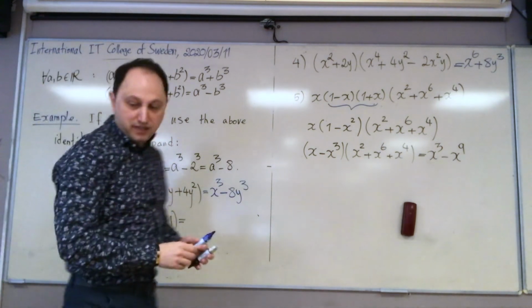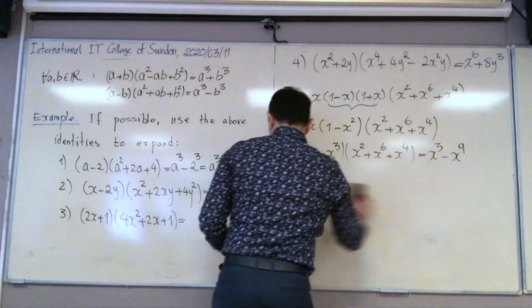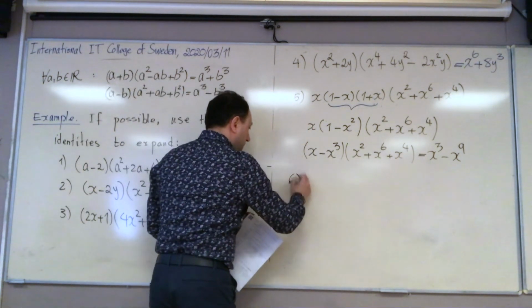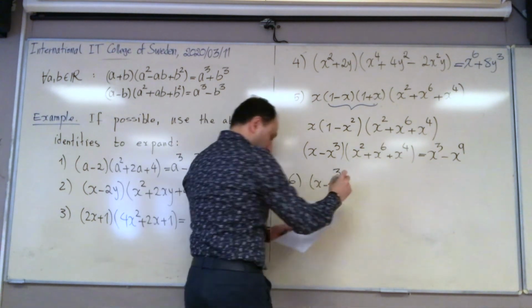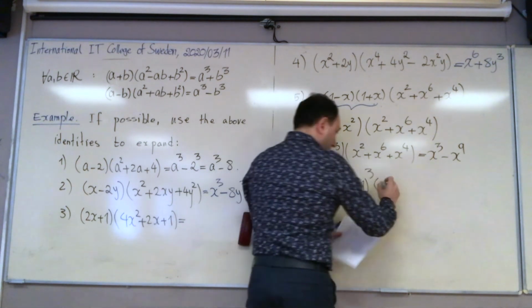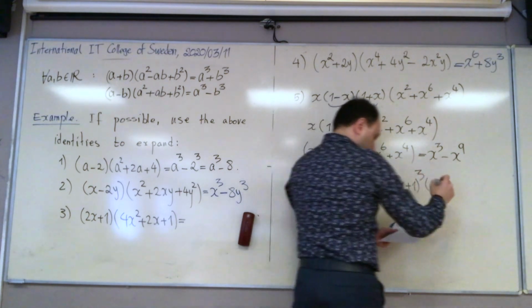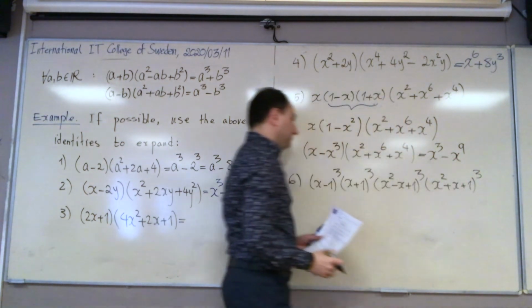And we have 1 minute, so let me write one more. Then I will provide you with a lot of exercises tonight. Okay? So the last one, number 6. I have x minus 1 to the 3, and then I have x plus 1 to the 3, and I have x squared minus x plus 1 to the 3, x squared plus x plus 1 to the 3. Yes?